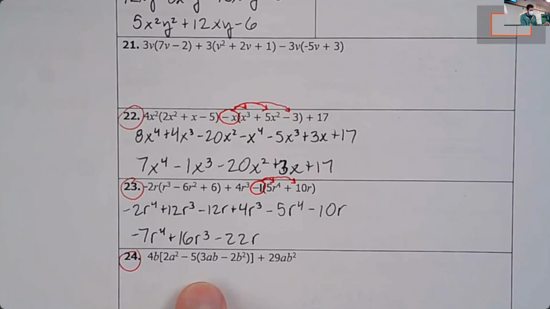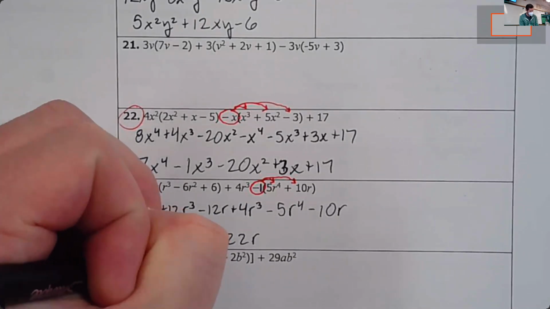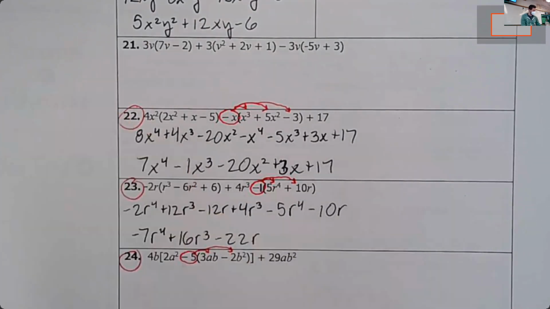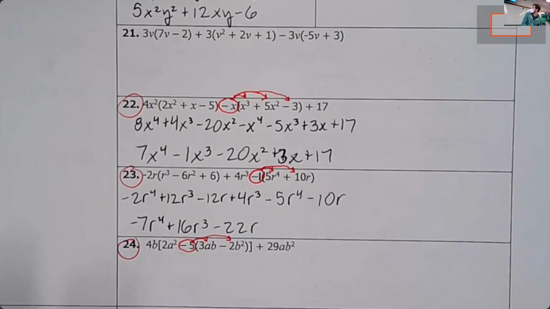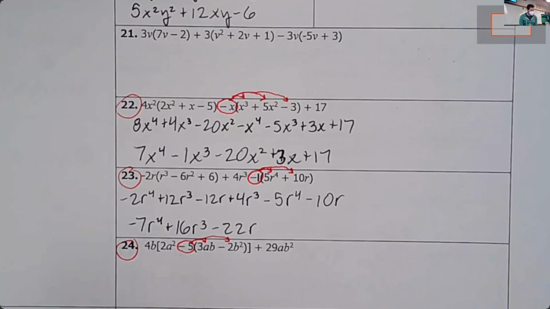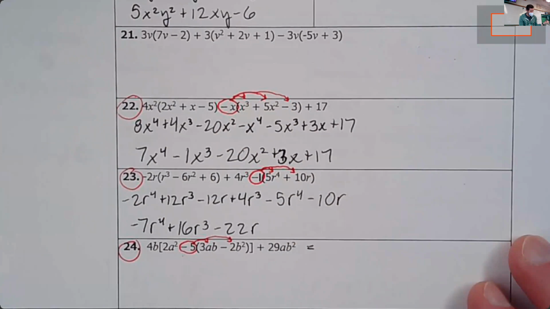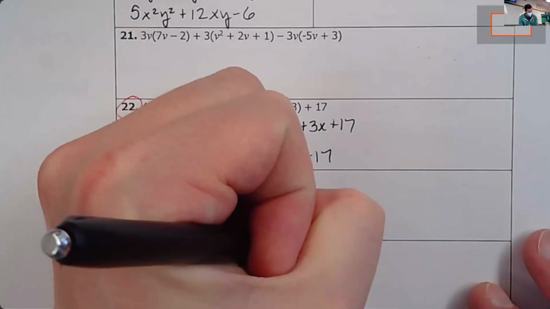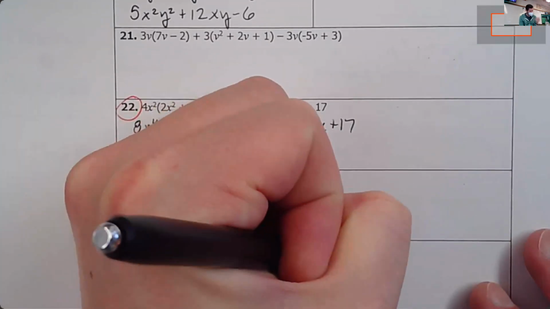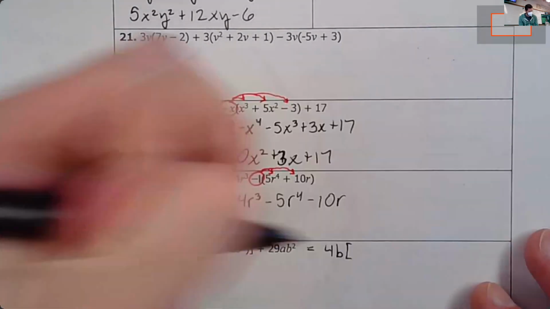So we're going to start by taking the negative 5 and distributing to the 3ab minus 2b squared. So start from the middle and work your way out. So we're going to start there, which means we're going to have to rewrite this problem a couple of times. So we're going to write pretty small. In fact, I'm just going to write over here. I'm going to say equals, and then that'll be 4b. We're going to keep that, 4b, and then the bracket, and then 2a squared.